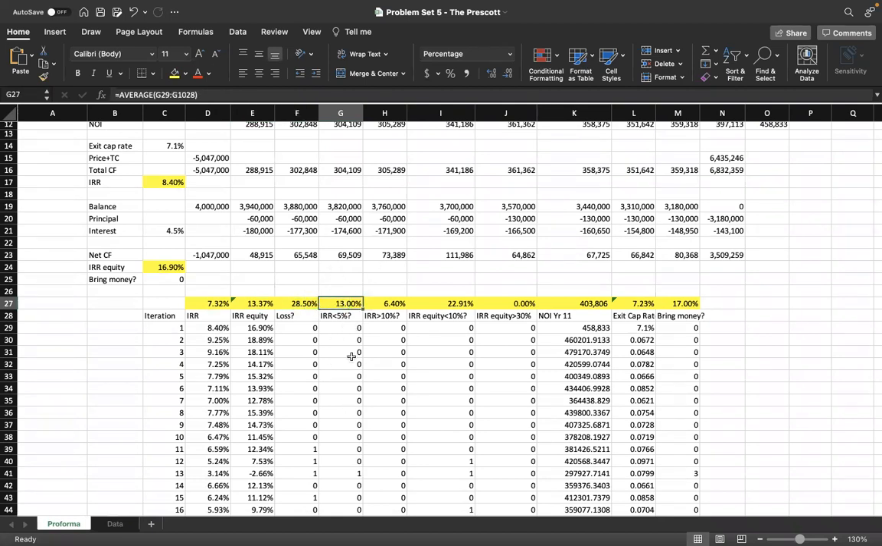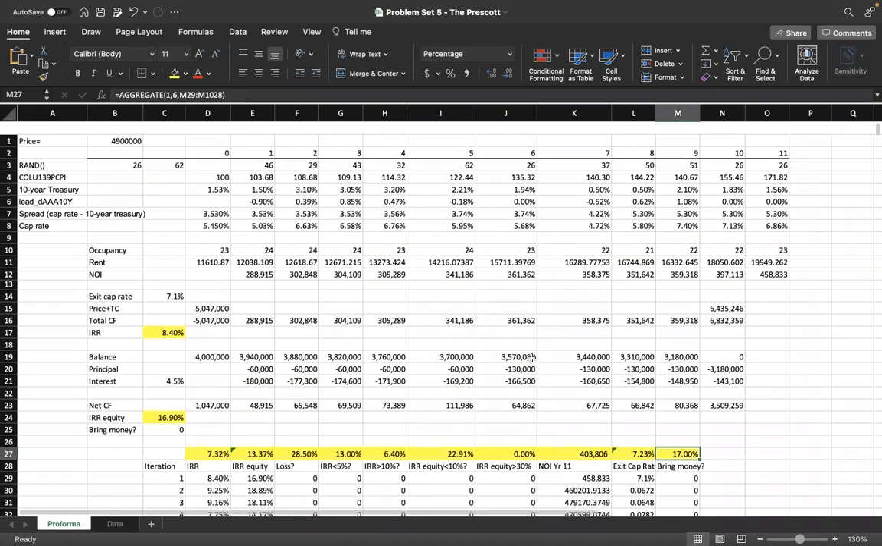The probability that asset level IRR is lower than 5% is 13%. Asset level IRR higher than 10% is around 6%. And the probability that equity IRR is lower than 10% is around 23%. I know it depends on the simulation, but I've never seen my equity IRR greater than 30%. It's always 0 here. It's very robust. And the year 11 NOI is around 400,000. Exit cap rate is usually around 7%, and bring money or not is around 20%.